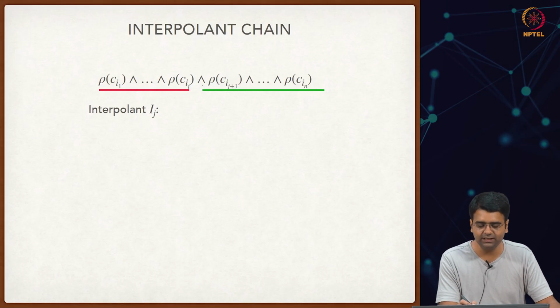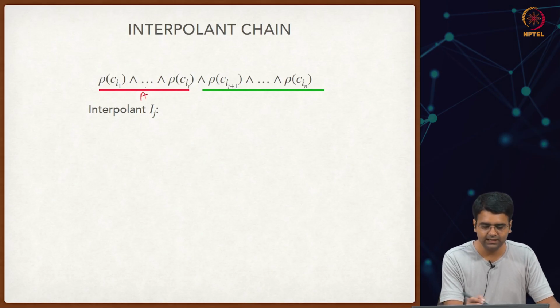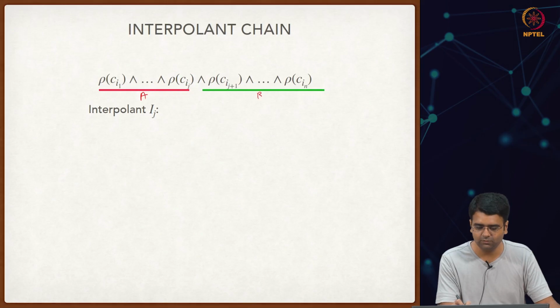So in this case, if you partition this trace formula, this is going to be the general form of the trace formula. It's going to be a conjunction of the FOL encodings of all the commands, right. So this interpolant Ij corresponds to this partitioning where the formula A stops at row Cij and the formula B begins at row Cij plus 1. Okay. So what is the property of this interpolant Ij?